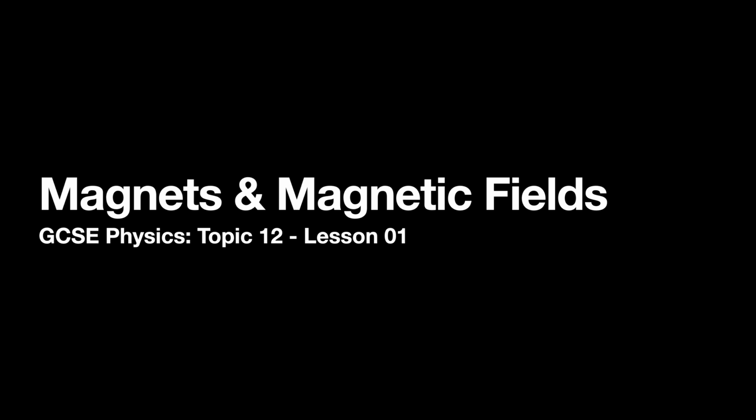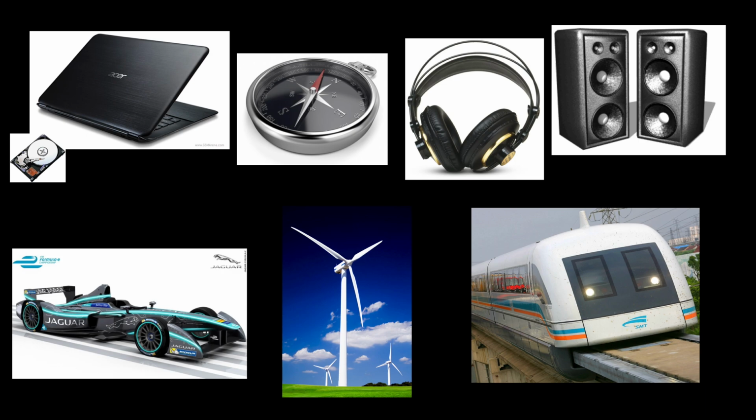Hi, welcome to the first lesson on topic 12, magnetism and the motor effect. This lesson is about magnets and magnetic fields. Now, magnets are fascinating objects and are used throughout our day-to-day lives and also in many ways we really don't expect. They're used in hard drives, in our computers, in compasses, in headphones, speakers, electric motors. They're often used in turbines, as well as in maglev or magnetic levitation trains.